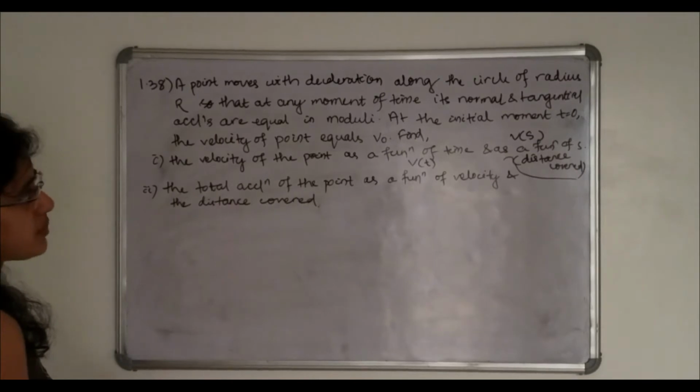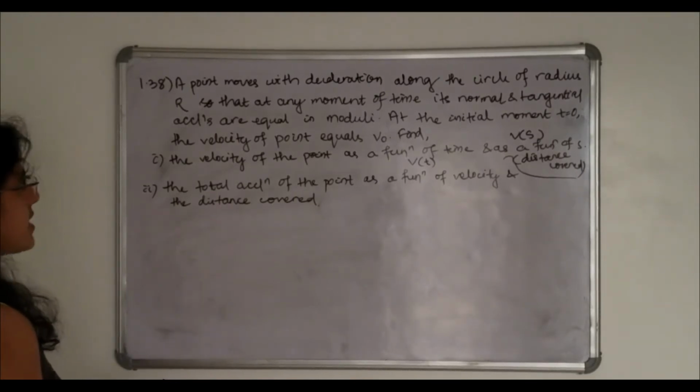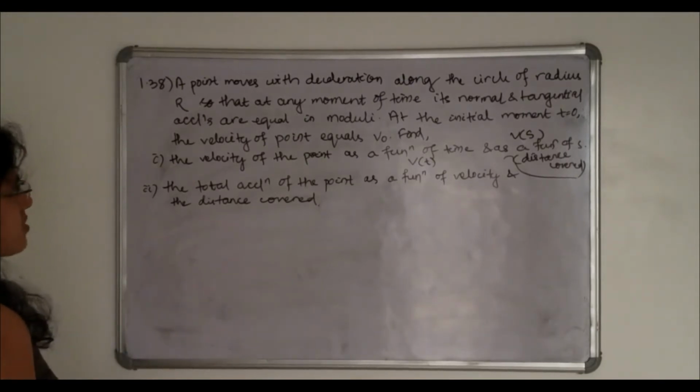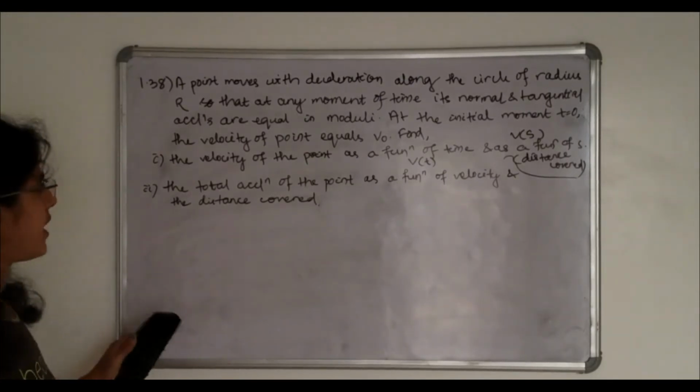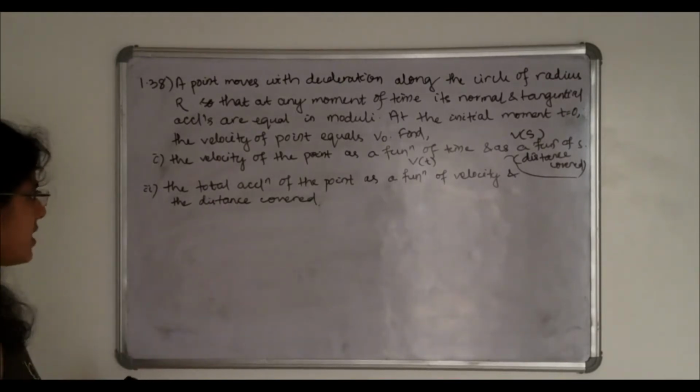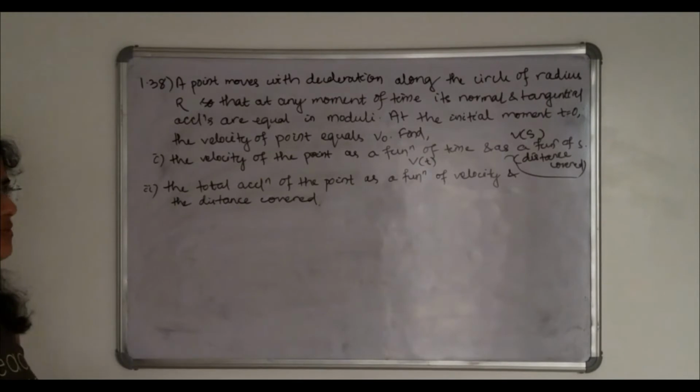so that at any moment of time its normal and tangential acceleration are equal in moduli. At the initial moment t equals 0, the velocity of the point equals v naught. Find the velocity of the point as a function of time and as a function of distance covered s. Also find the total acceleration of the point as a function of velocity and as a function of distance covered.